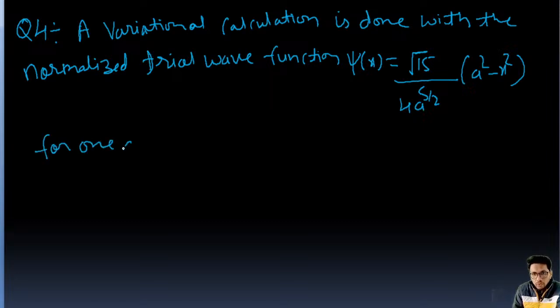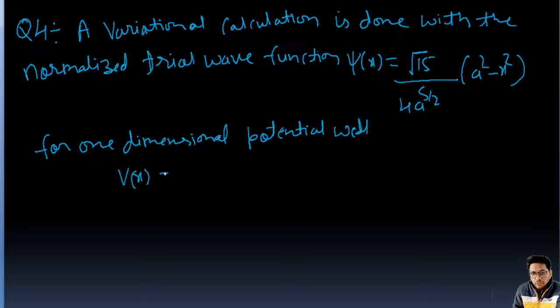For one dimensional potential well, that is V(x) equal to 0 if |x| ≤ a, and infinite if |x| > a. So this is given.